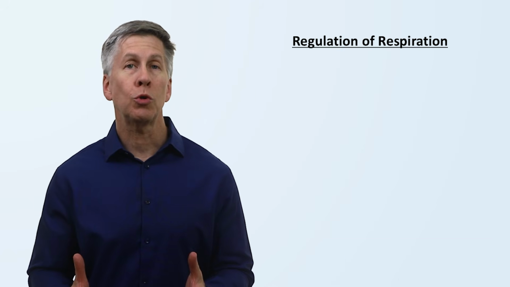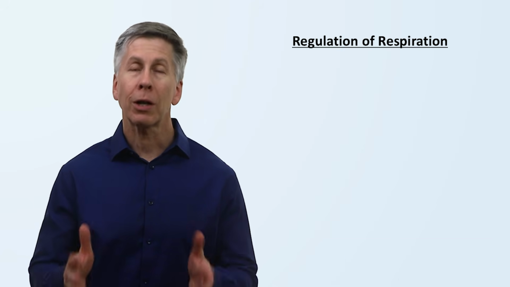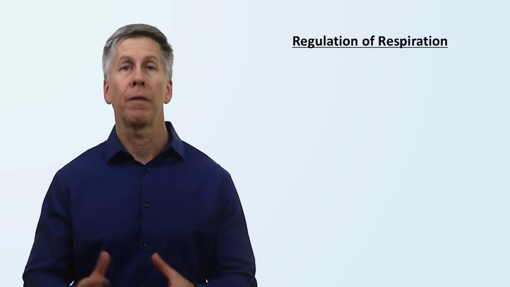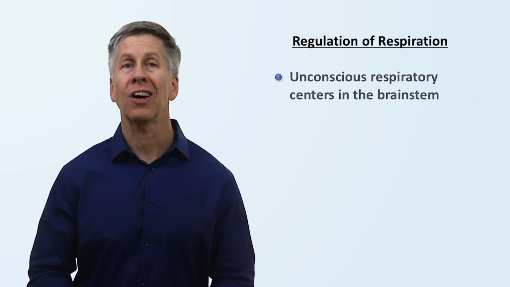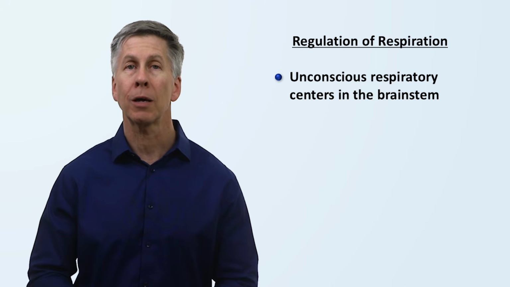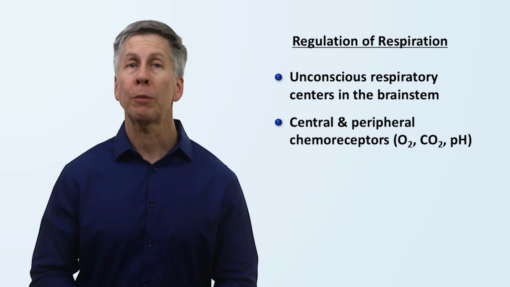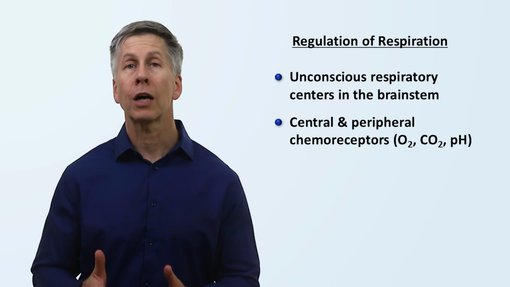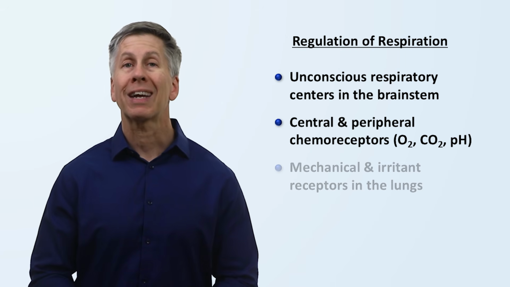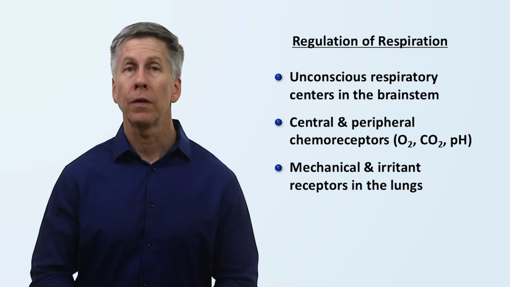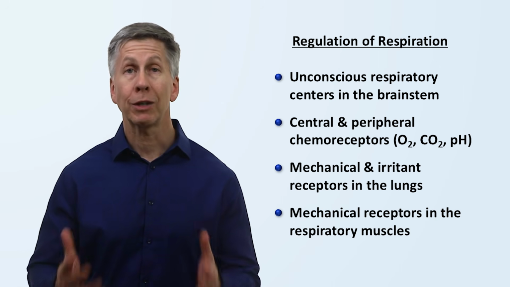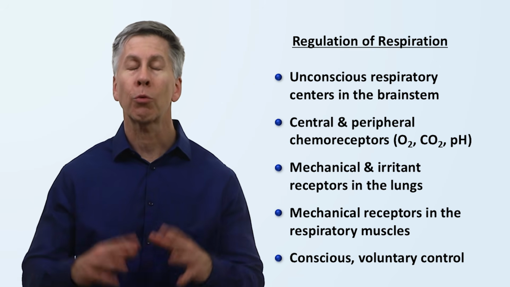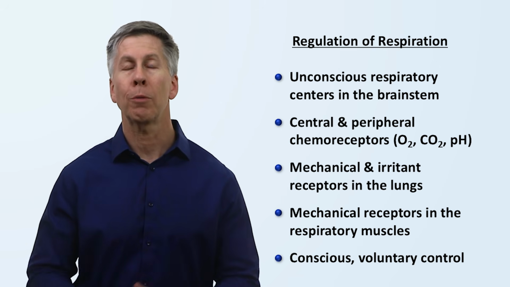As to what regulates the use of our respiratory muscles, that's a complex topic to be covered in a future video. However, in extreme brief, it's a combination of input from the unconscious respiratory centers in the brainstem, central and peripheral chemoreceptors that respond to changes in arterial oxygen, carbon dioxide, and pH, mechanical and irritant receptors in the lungs, mechanical receptors in the respiratory muscles, and conscious voluntary control that can very temporarily override input from all of the others.